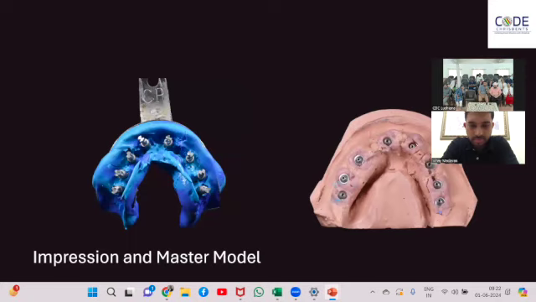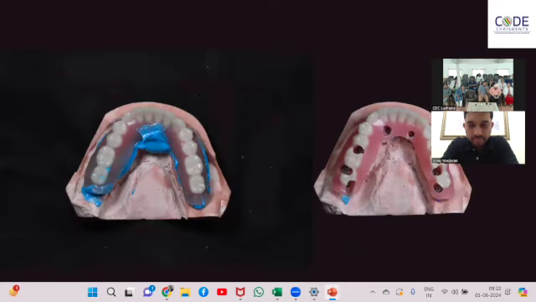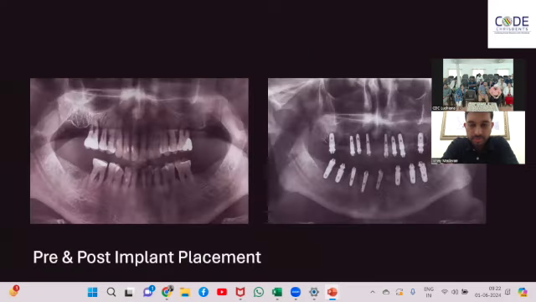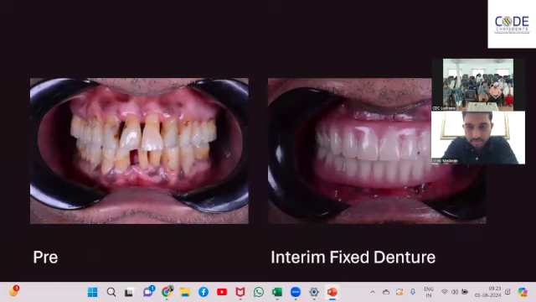So we got the lower mandibular impressions, again open tray impressions. We had the master model and did the same lab side pickup for the lower as well. On the left side you can see light body, which is just to identify exactly where the implants are exiting, so that I make a minimal reduction in the acrylic. And these were the immediate pre and post OPGs of the patient, with 8 implants. We inserted the interim fixed dentures on the third or fourth day from when we started, and it came out good.